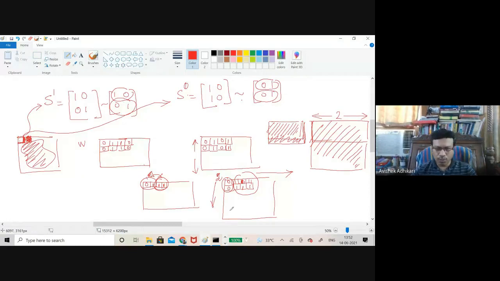So while implementing it, you also need to think about the aspect ratio. Clear? Any question?